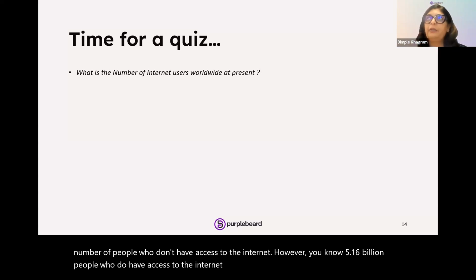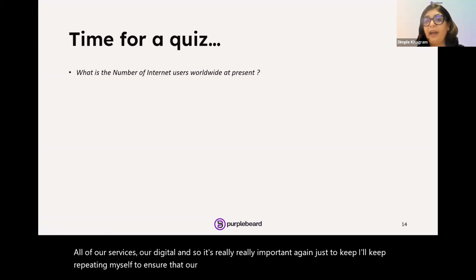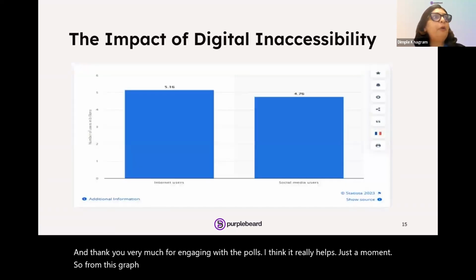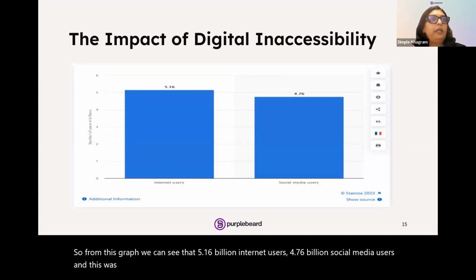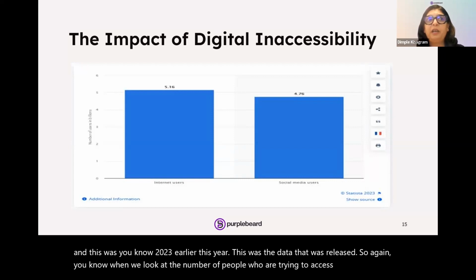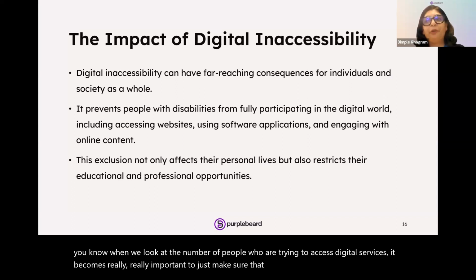So you can imagine that all of our services are digital. So it's really important, and I'll keep repeating myself, to ensure that our products and services are accessible. From this graph, we can see 5.16 billion internet users and 4.76 billion social media users. This was the data released earlier this year, in 2023. So when we look at the number of people trying to access digital services, it becomes really important to make sure that everything is accessible.